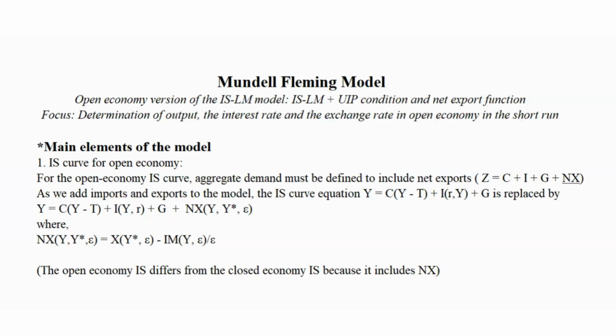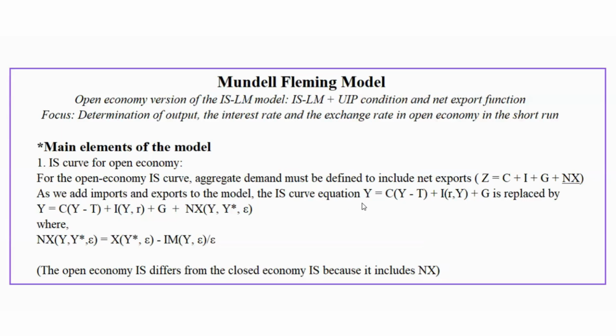So when we add net exports to the model, our IS curve equation, which was initially represented by the goods market equilibrium condition as Y is equal to C plus I plus G in a closed economy, is now replaced by Y is equal to C plus I plus G plus net exports, right? So the difference here is that in a closed economy, when you represented the IS curve equation using the goods market equilibrium condition, this was simply Y is equal to Z, where Z was C plus I plus G. But now it's Y is equal to Z, where Z also includes net exports, right?